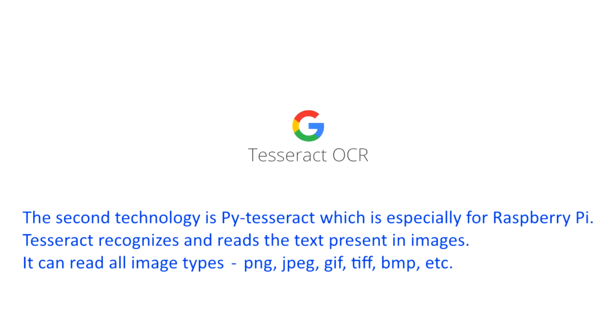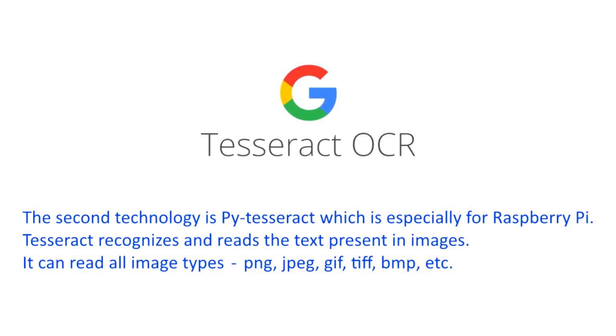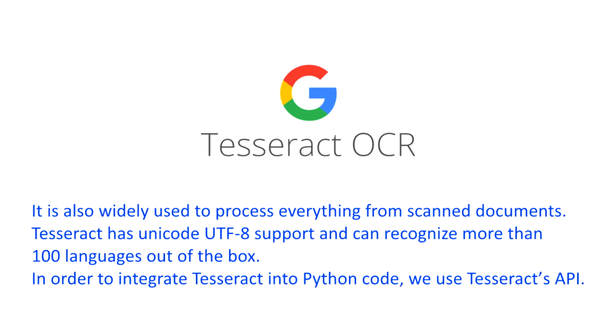The second technology is PyTesseract, which is especially for Raspberry Pi. Tesseract recognizes and reads the text present in images. It can read all image types: PNG, JPEG, GIF, TIFF, BMP, etc. It is also widely used to process everything from scanned documents. Tesseract has Unicode UTF-8 support and can recognize more than 100 languages out of the box.